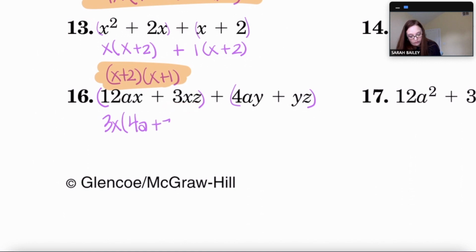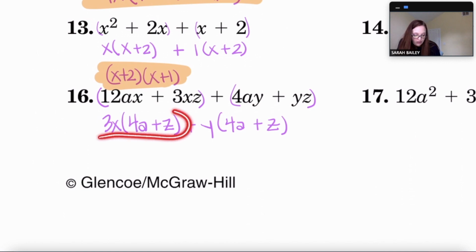So plus z. Here I can take y, and that's it, out of both terms. So I'm going to take out a y, and this plus sign, I brought it straight down. Okay? Okay, so if I factor a y out of here, that leaves me with 4a. If I factor out a y here, I'm left with z. Okay, so this is what you want.